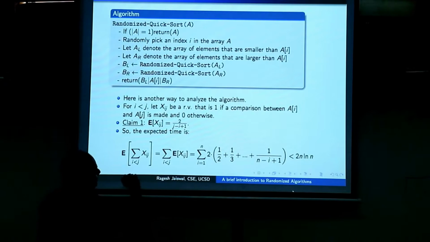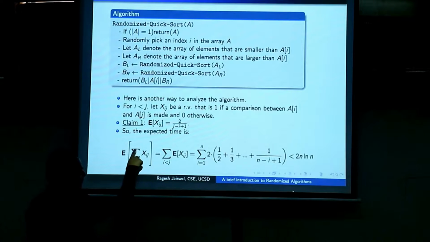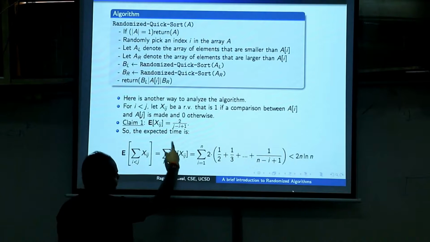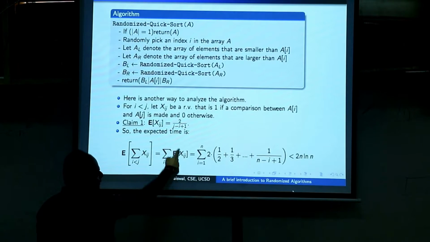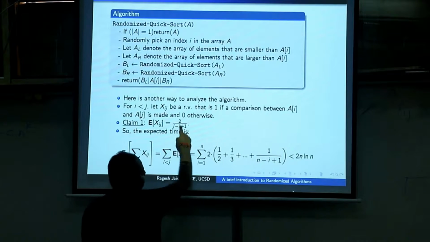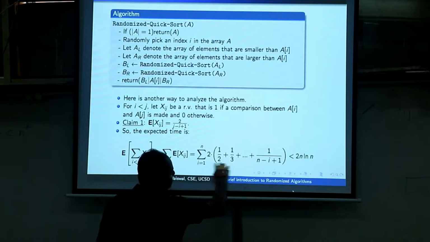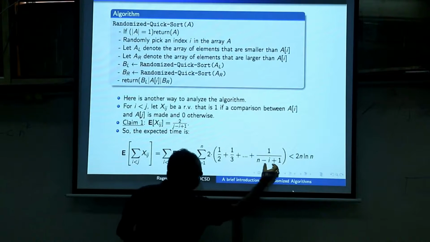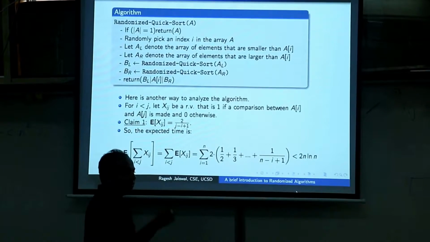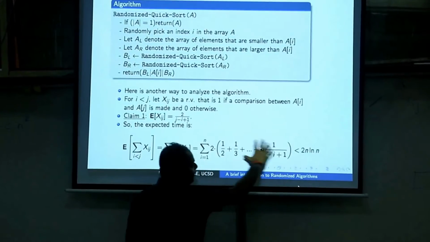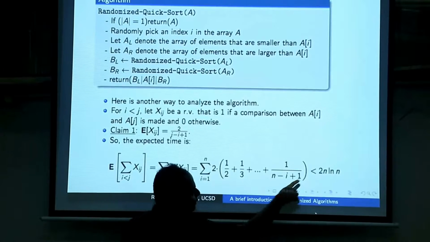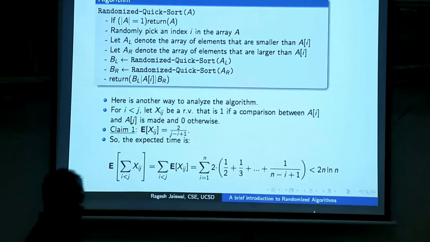So the expected running time is going to be the expectation of the summation over I less than j of xij, which by linearity of expectation, the first result that we got, is just the summation of expectations, and then we just use this. If you take the summation over this, this is the kind of expression that you get, and we know what this kind of summation looks like. We are upper bounding it, so these kinds of summations always result in sort of log n. So what you get is 2n log n, a crude upper bound.